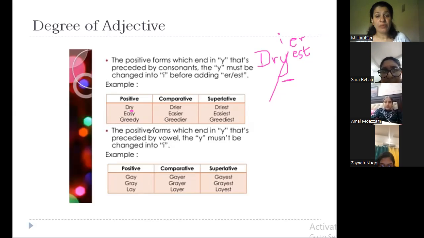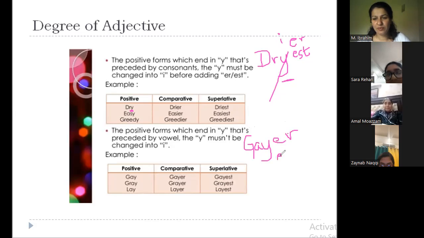On the other hand, if the positive form ends in y, but it is preceded by a vowel, the y must not be changed into I. For example, we came across this word in the poem Daffodils. Gay will remain gayer and gayest. Gray, grayer, grayest. Lay, layer, layest. What kind of an example is this?